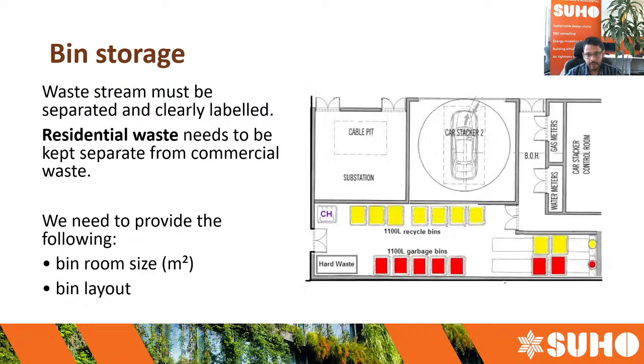So bin storage: waste streams must be clearly separated. Residential waste needs to be kept separate from commercial waste. We need to provide the bin room size and the bin layout. As we can see in the image on the right-hand side, the yellow ones represent the recycle bins and the red ones represent garbage bins. So it's clear for the council officers that these things have been thought of, and the operator is going to take care of that easily.